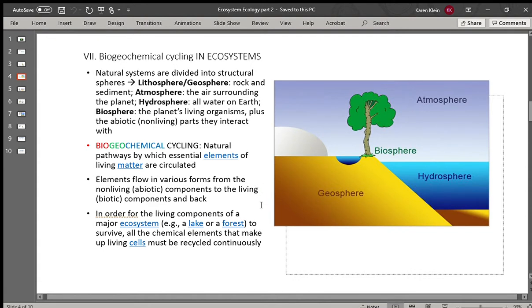And so these elements, these components, are recycled continuously through the living and the non-living components of any given healthy ecosystem. And you'll see that if there is an imbalance, that ecosystem can quickly become unhealthy.